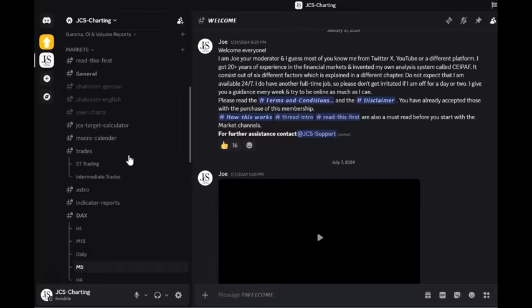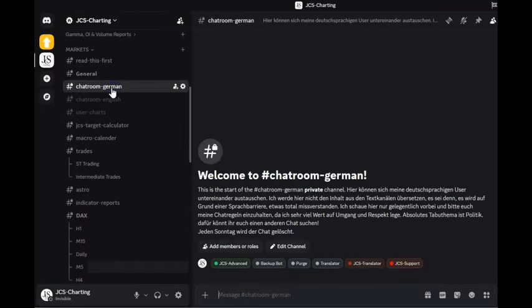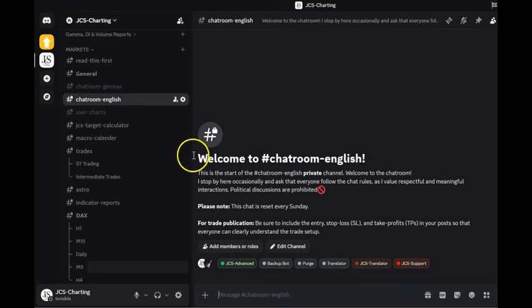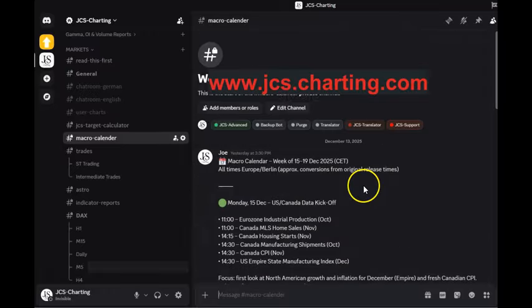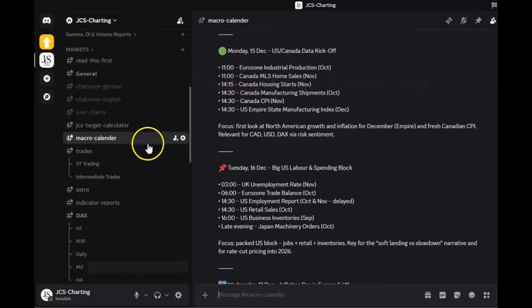If you have the advanced membership, you get several chat rooms in German and English. Members are usually discussing here. This chat is going to be cleaned up every weekend, that's why it's empty right now. We have a new feature, the JCS target calculator. The macro calendar sets up basically all relevant events for the upcoming weeks.